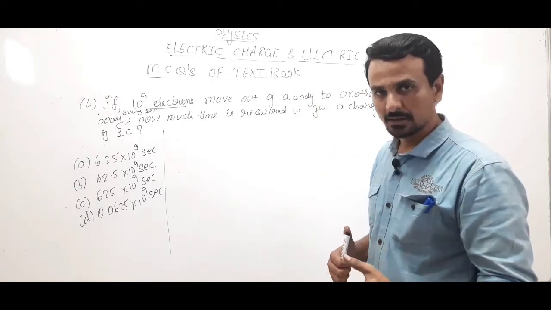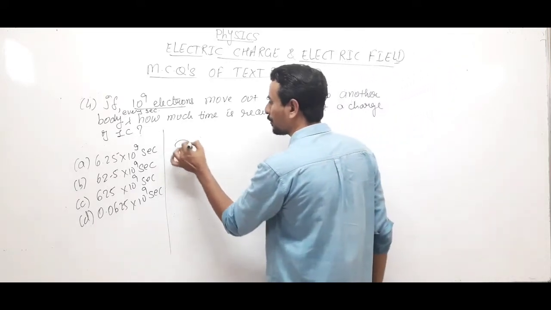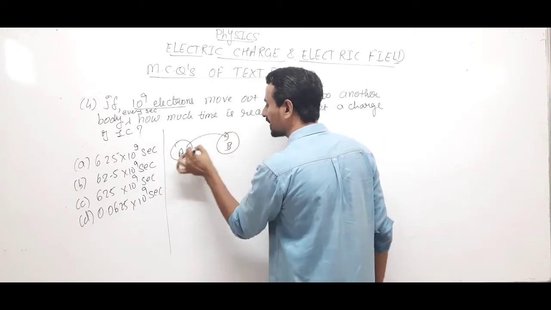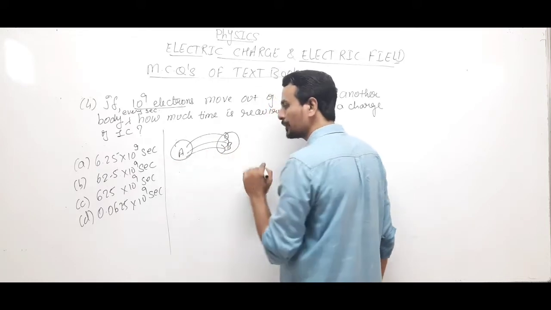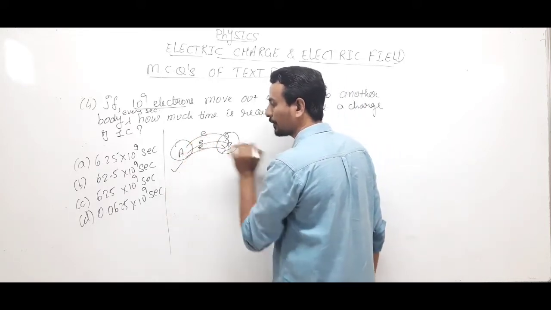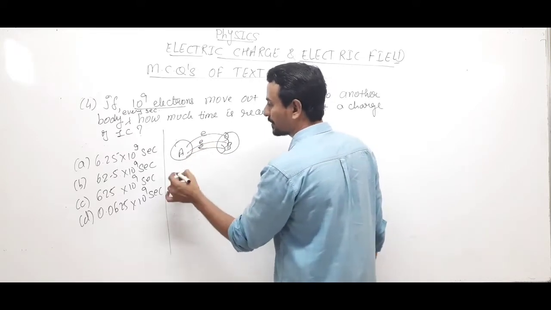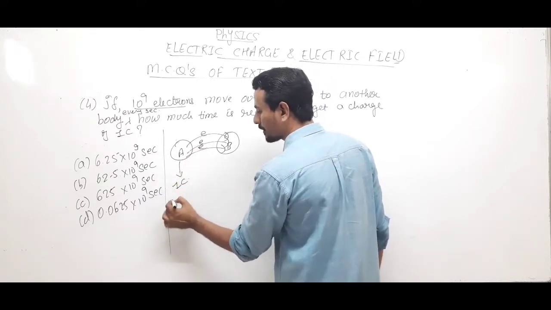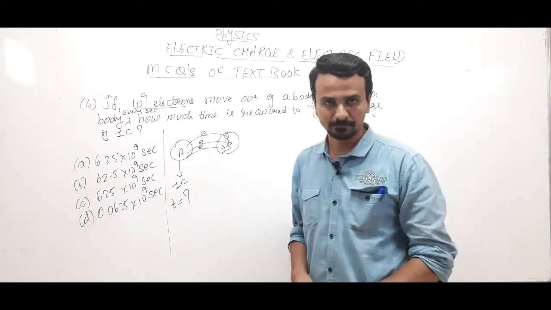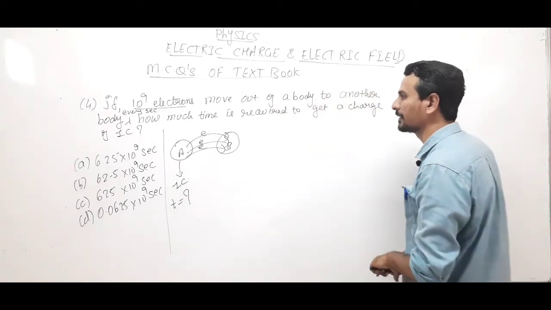Question is clear, right? Suppose body A is losing electrons and these electrons are being transferred to B. So this will gain positive charge because it is losing electrons. In order to establish a charge of 1 coulomb, what time is required? This is your question, right? And this is the second example of your textbook. Fine.